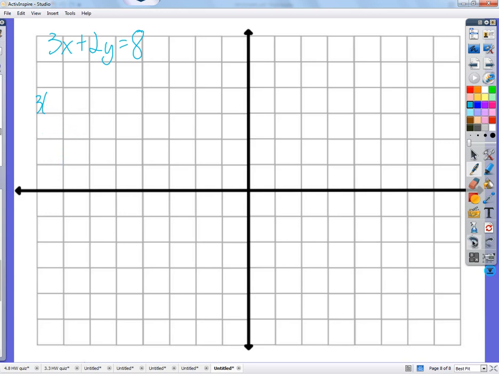Cameron, I saw you had it. Positive 2, 1. Okay, 3 times 2 plus 2 times 1, that's 6 plus 2, that is 8. So 2 comma 1 is a solution. 2, 1. Good. Yes.